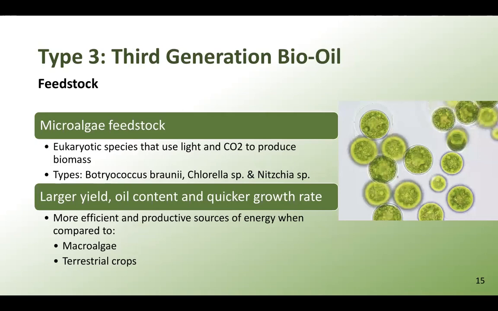So the third type of liquid biofuel that we decided to discuss is the third generation bio-oil. As mentioned previously, a third generation biofuel has a feedstock of basically algae. In particular, to produce bio-oil, the feedstock is microalgae. It's known to be a more efficient and productive source of energy when compared to macroalgae and terrestrial crops, which were basically the feedstock for the previously mentioned biofuels.